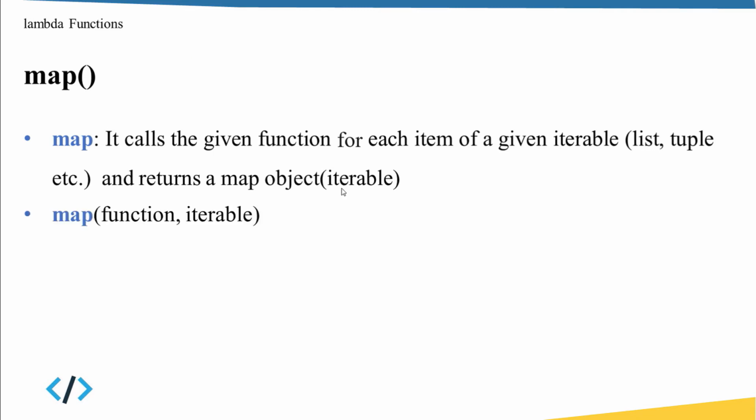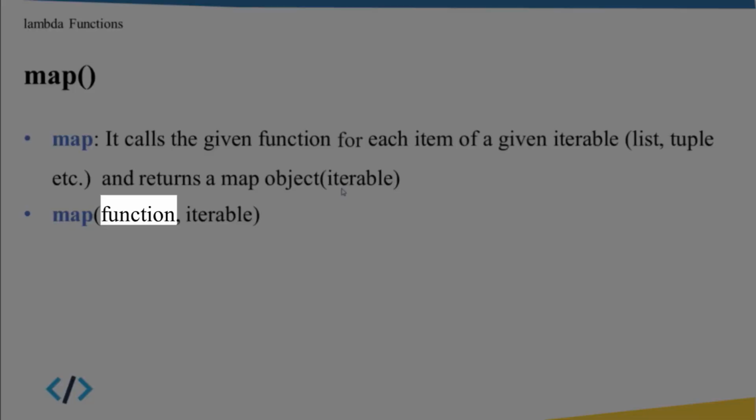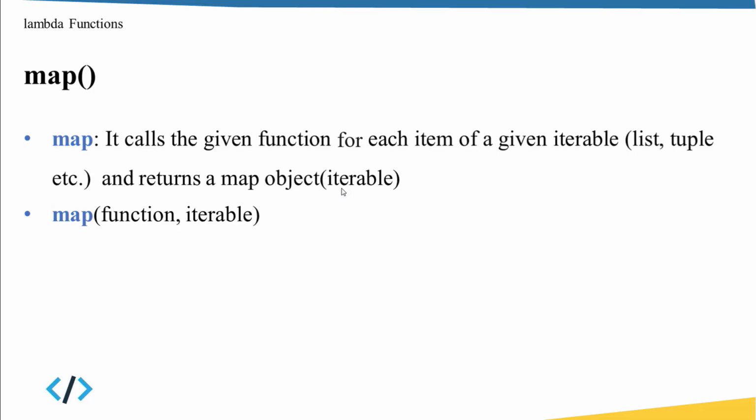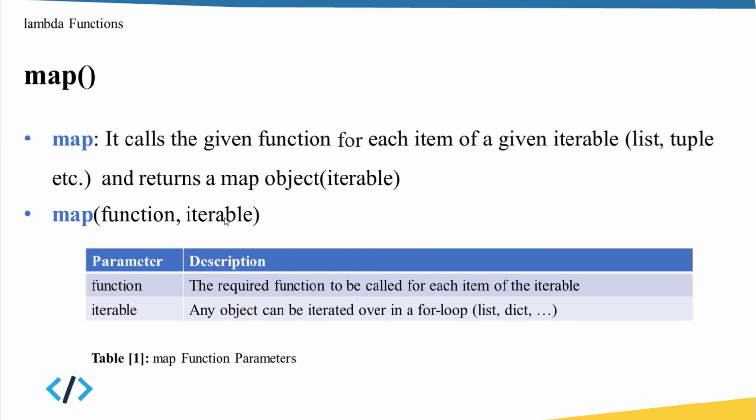So when you use the map function, you have to put a function and an iterable, and map will call this function for each item inside this iterable. So the parameters are a function, which could be a Lambda function or a normal function, it's not a problem, and an iterable, which is any object that can be iterated over in a for loop. Now let's move back again to the PyCharm IDE to see some examples about the map function.